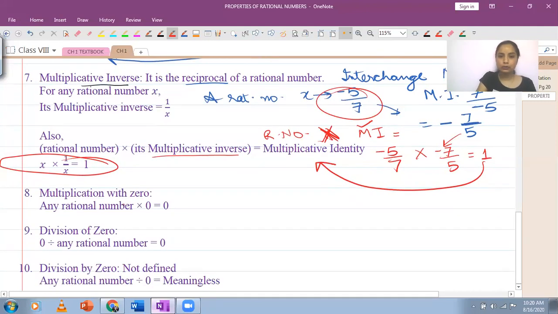Then last 3 properties are very simple. Multiplication with 0. So what happens when you multiply a rational number with 0? The answer is 0. Division of 0 and division by 0. Now this is a little tricky.